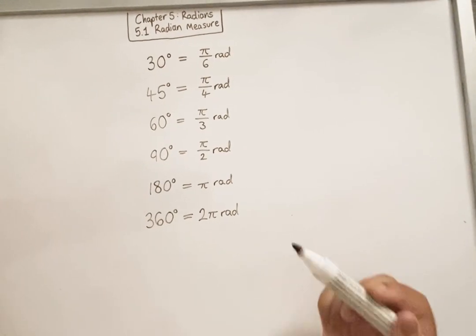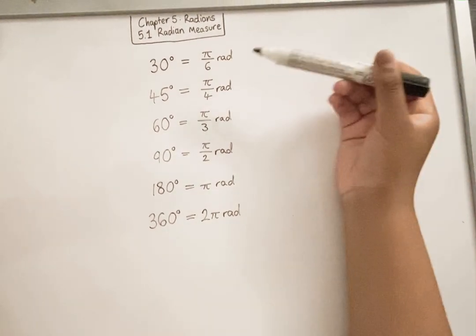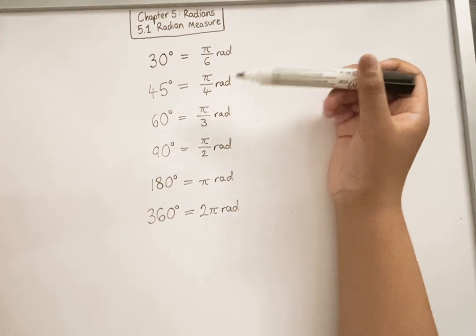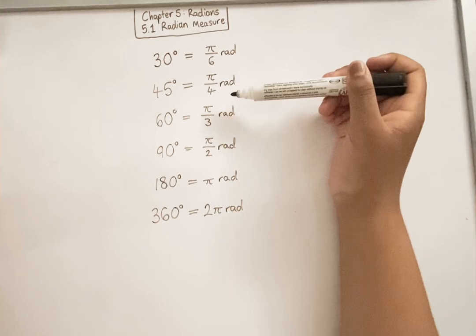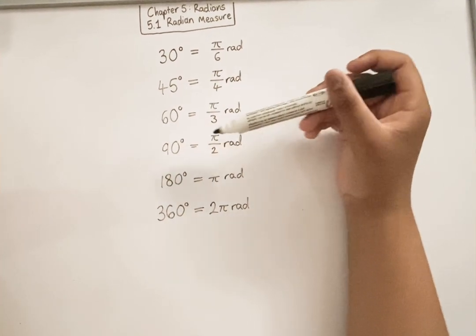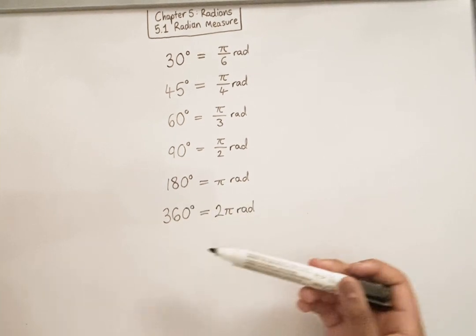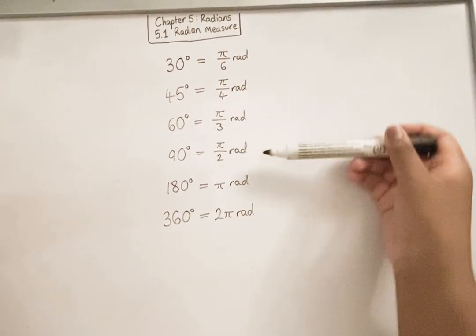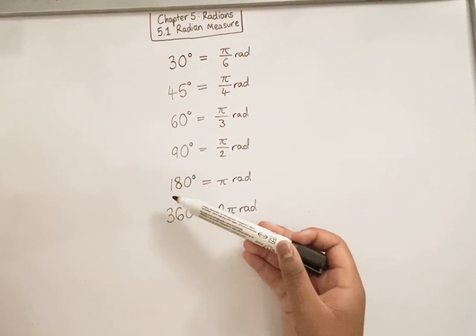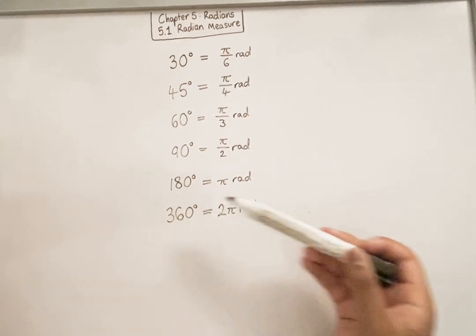Some radian angles are important to remember. So 30 degrees will be pi over 6 radians, 45 degrees will be pi over 4, 60 degrees will be pi over 3, 90 degrees will be pi over 2, and from before we saw 180 is pi and 360 is 2 pi. You can find these by using a scale from 360 to 2 pi or 180 to pi.